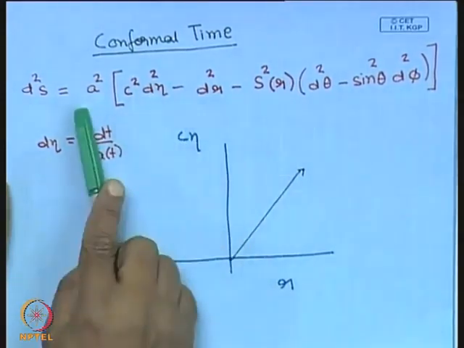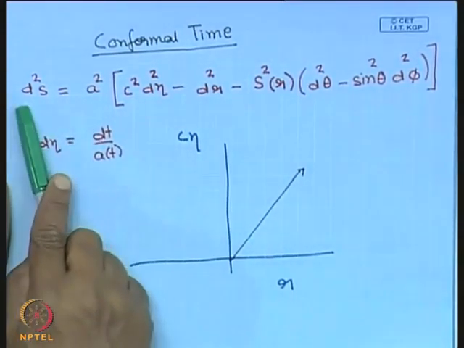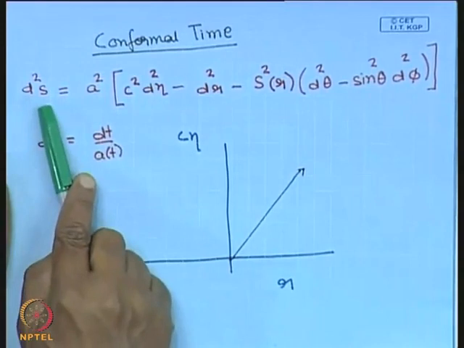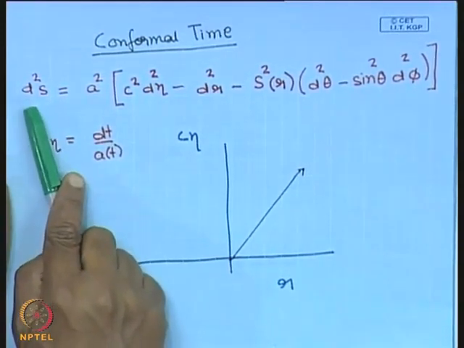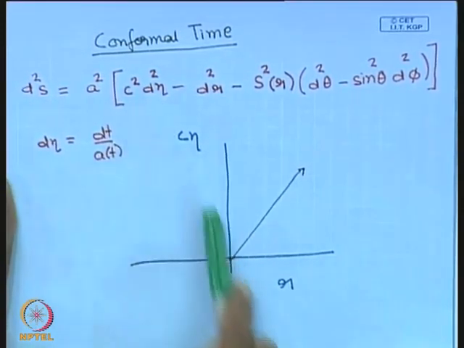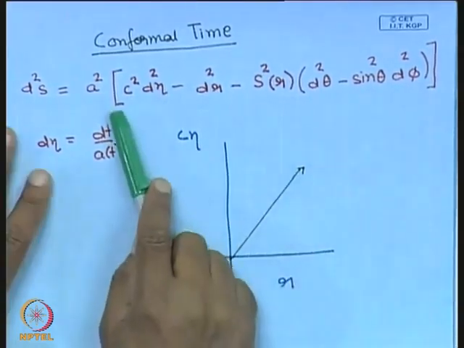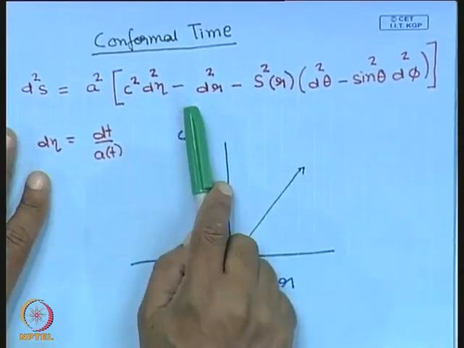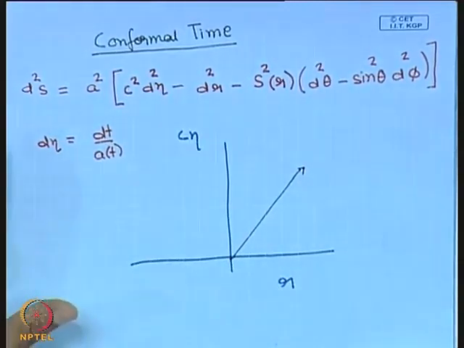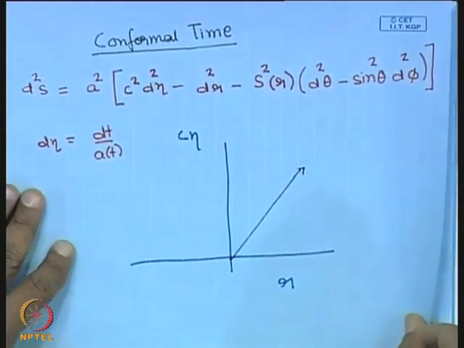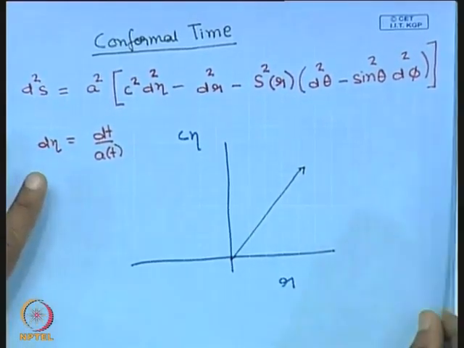But here the scale factor has been taken outside, and we know that light propagates along null intervals, so ds squared is 0. So if light is propagating in the radial direction, c d eta will be equal to dr. So the propagation of light is along 45-degree lines. That is the very useful aspect of this conformal time. So let us now use the conformal time and go back to the situation that we were discussing.